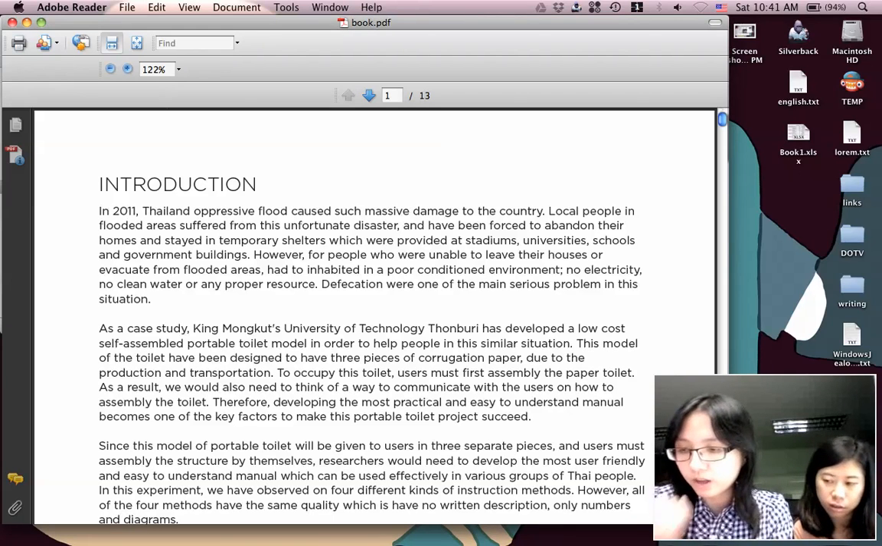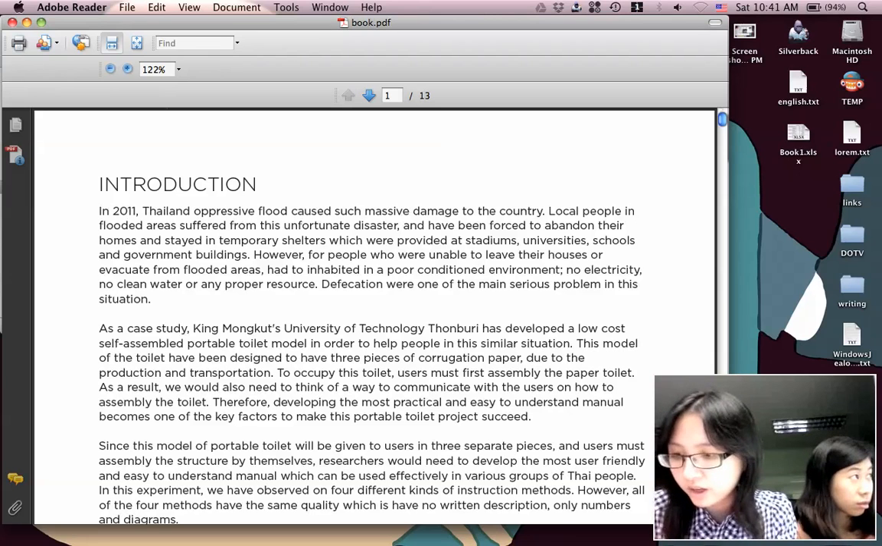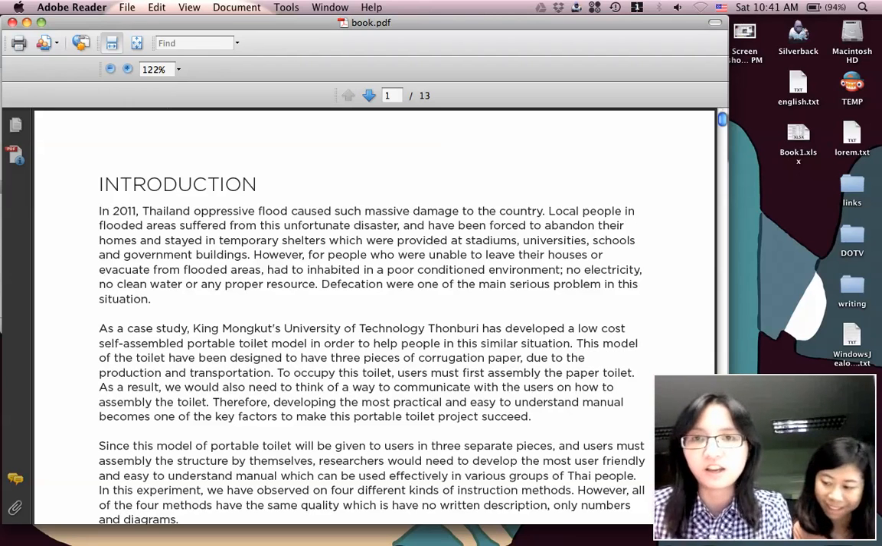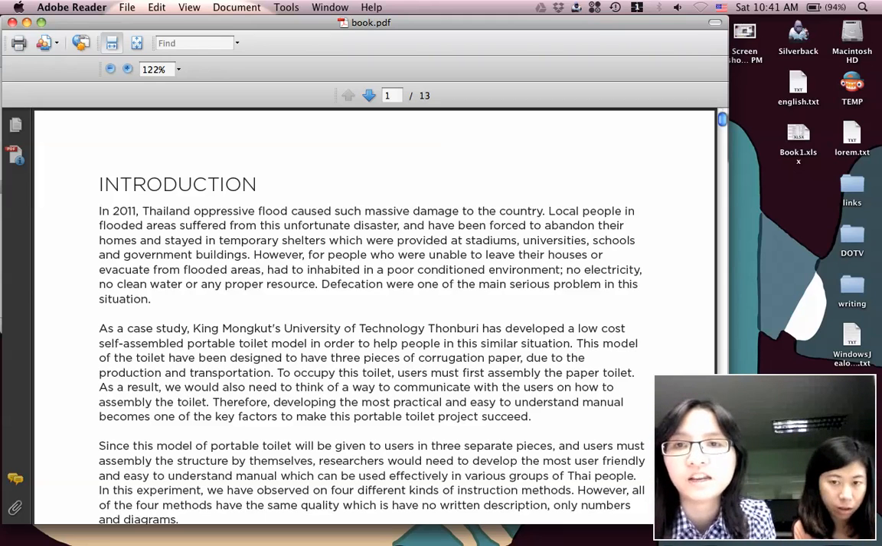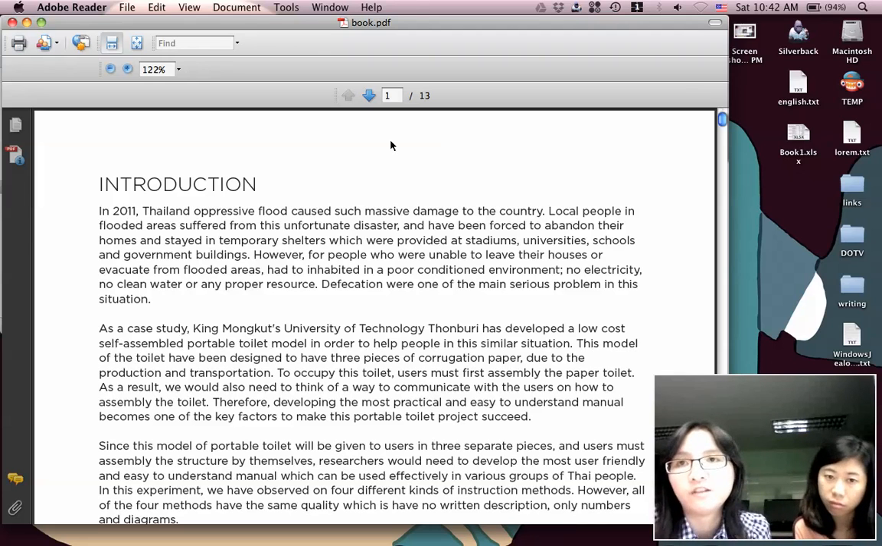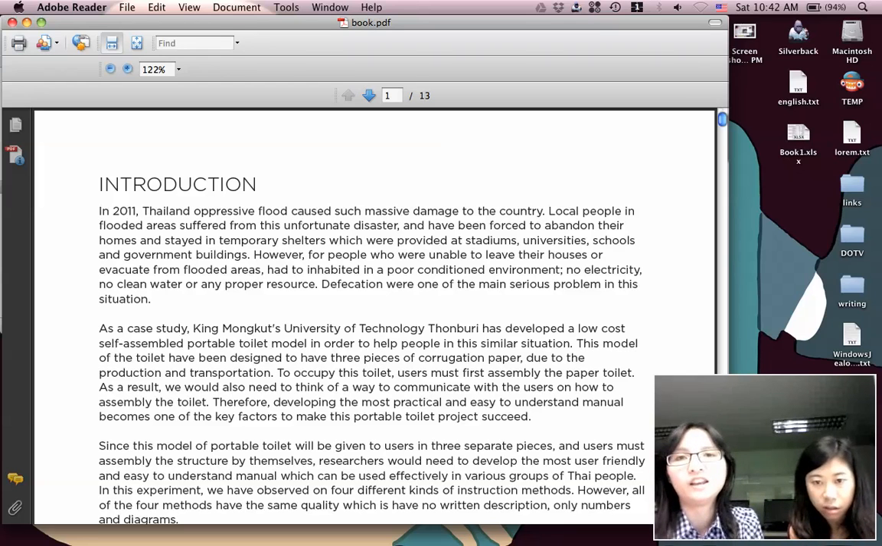So this project is about the instructional manual for assembling a portable paper toilet. This project idea starts from the flooding problem in Thailand in 2012, because the main problem people in that flooded area will face would be how to find a clean toilet that they can use in their area.